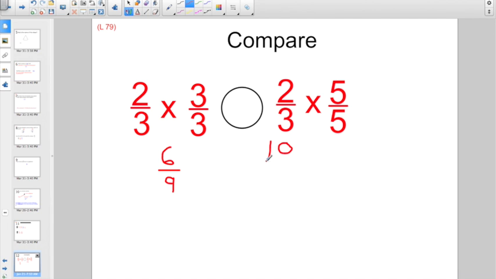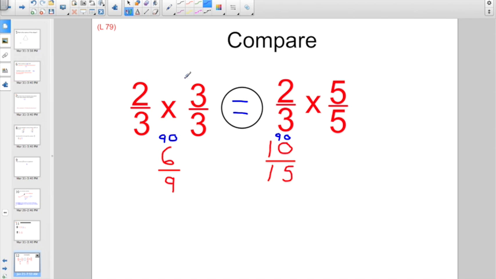Denominator times denominator, 3 times 5, that is 15. Feel free to go ahead and use cross multiply, and if you don't know, 9 times 10, that's going to be 90, right? 15 times 6, that is also 90. So 90 compared to 90, that means these guys are equal.